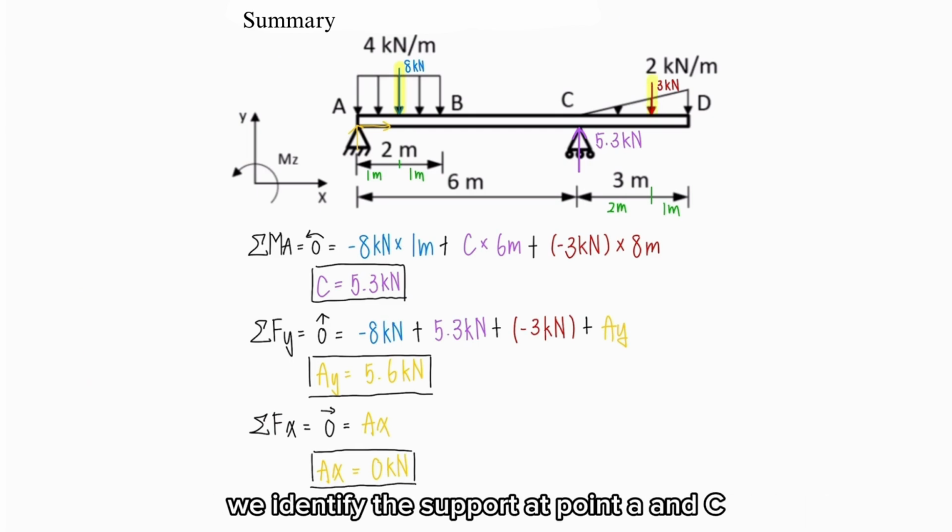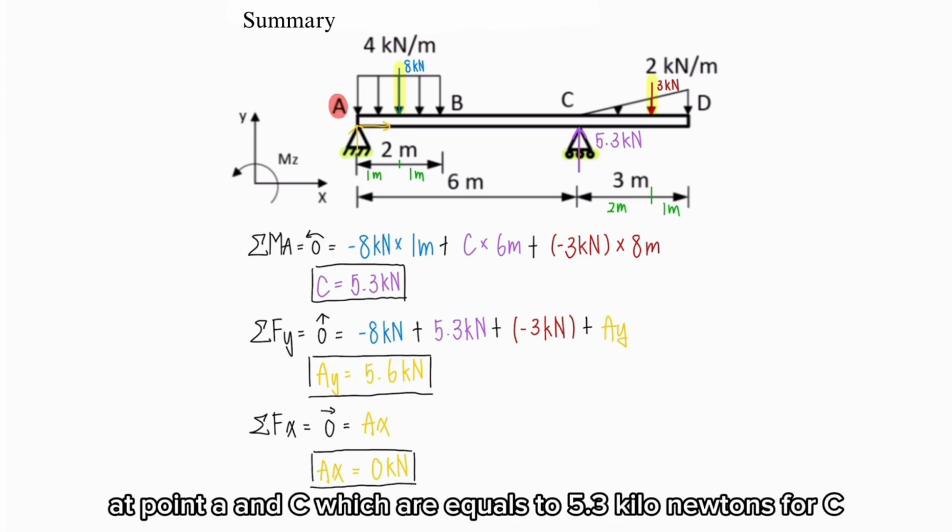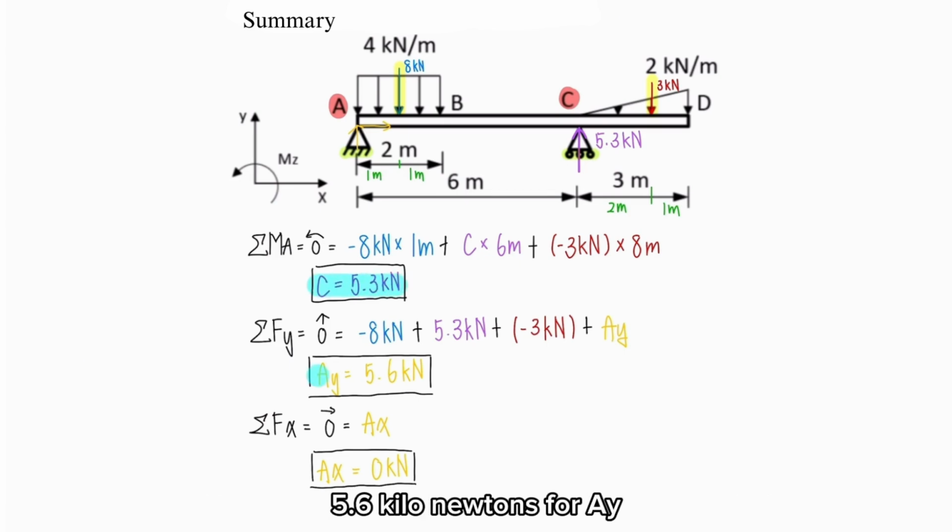In this question, we have found point loads in different shapes. We identify the supports at points A and C, and we set up equilibrium equations to find the reactions at points A and C, which are equal to 5.3 kilonewtons for C, 5.6 kilonewtons for AY, and 0 kilonewtons for AX.